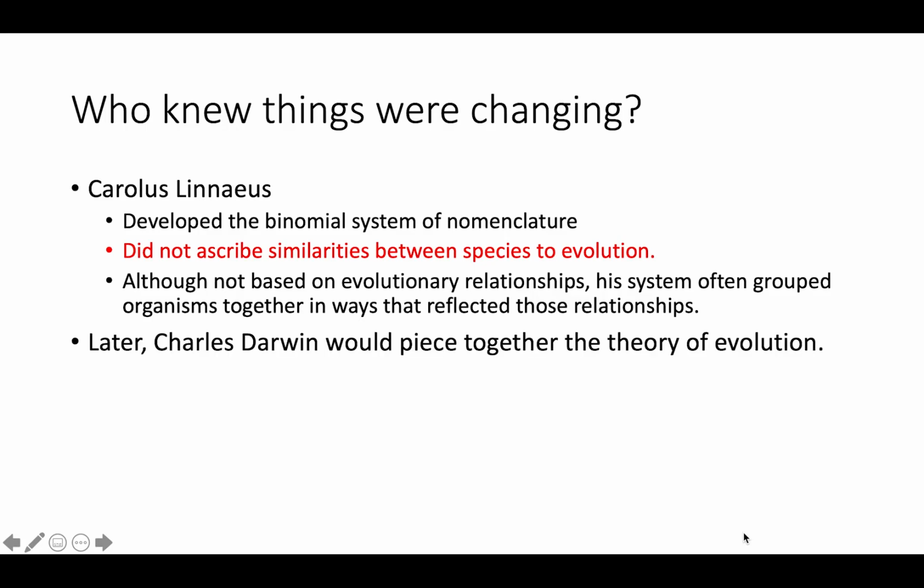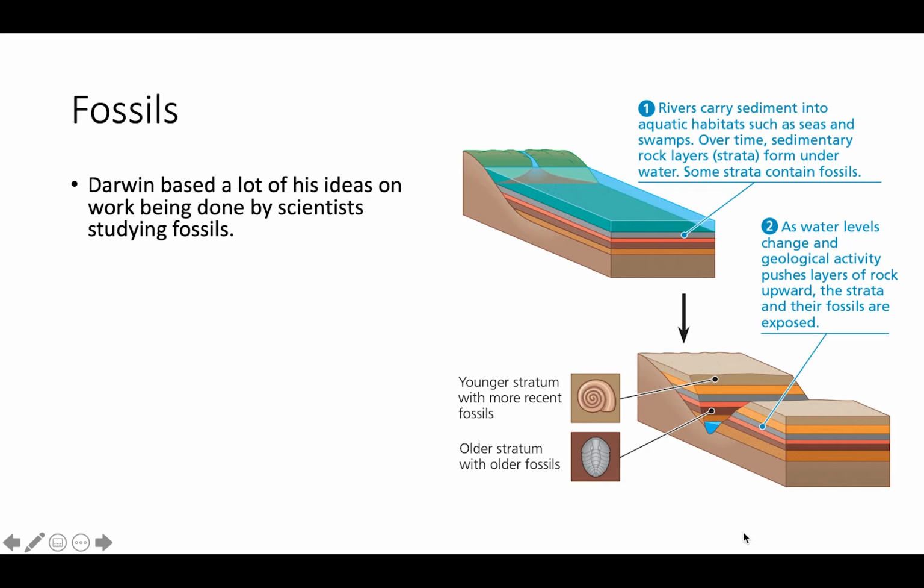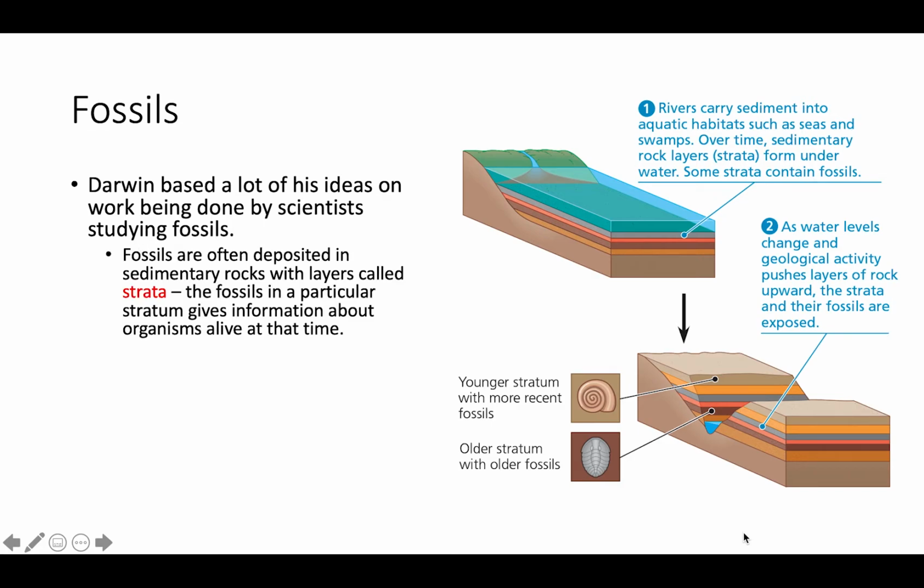Later on, Charles Darwin would put together his theory of evolution, which is the one that we accept today. Darwin based a lot of his ideas for evolution on work being done by scientists who were studying fossils. The fossils are often deposited in sedimentary rock layers that are called strata. You can see those represented as these bands in this diagram over here. Each band represents a particular stratum. The fossils in a particular stratum give information about the kinds of organisms that were alive at the time that stratum was formed.